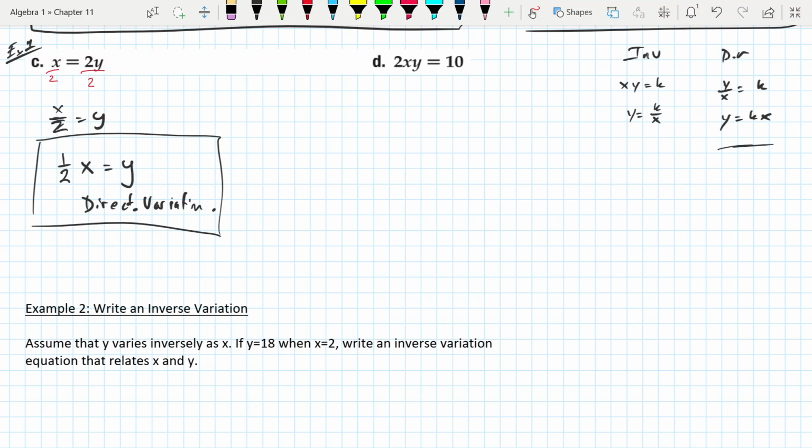Maybe rewrite it so that it's y equals 1 half x. But that's not too big of a deal. I want to adjust my 1 half there. There we go. All right.